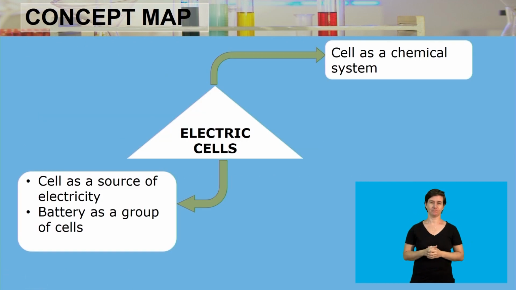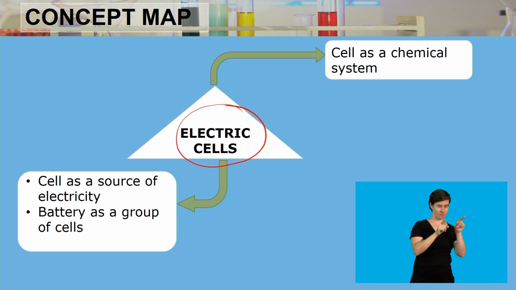For us to be able to do that, we need to take the main idea, being electric cells, and divide it into components. We're going to look at a cell as a chemical system, then look at a cell as a source of electricity, and then look at a battery as a group of cells.